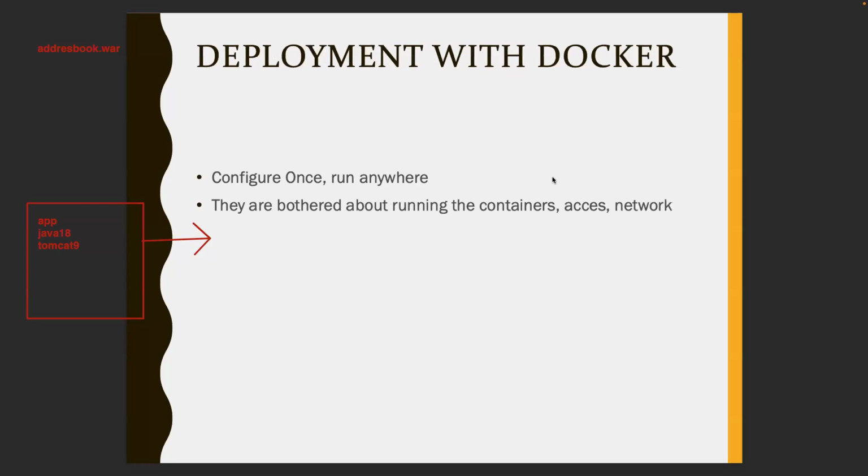Whereas for deployment, configure once, run anywhere. They are bothered about running the containers, access, network, and all. So DevOps teams will focus on deploying it on multiple different environments seamlessly. So build once, deploy seamlessly. That's how it revolutionized the way of development and deployment.